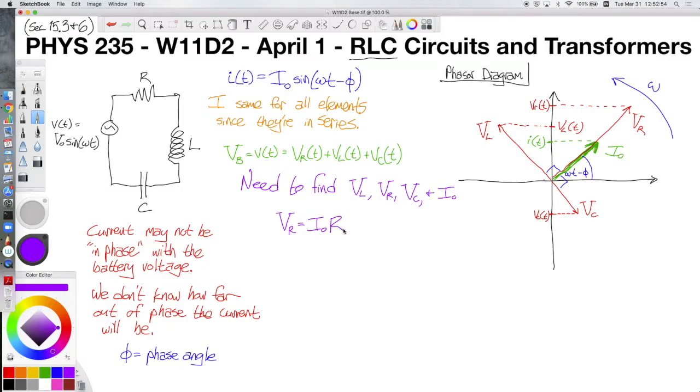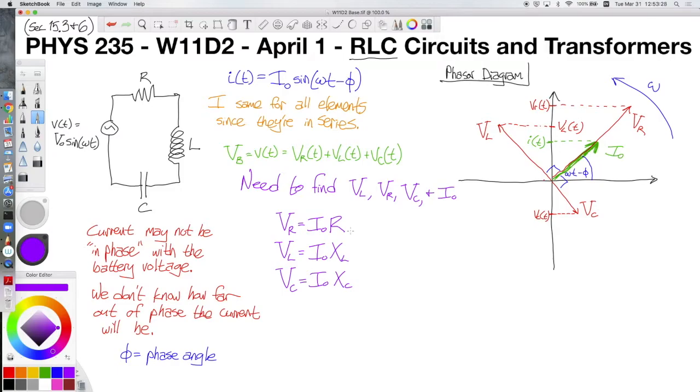And now we're going to see the benefit of the reactances, both capacitive and inductive, that we introduced last time. Because the maximum voltage across the inductor is also just going to be I naught times the inductive reactance. And the maximum voltage across the capacitor is going to be I naught times the capacitive reactance. So we have very similar formulas here with our capacitive and inductive reactances taking the place of our resistance for those particular circuit elements.